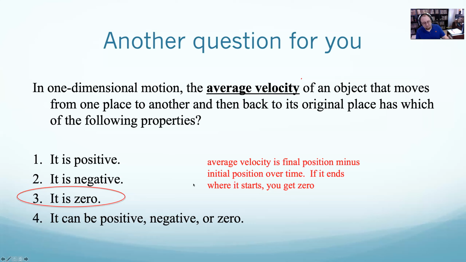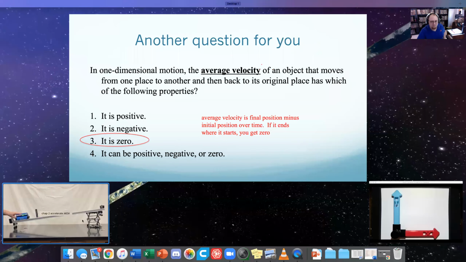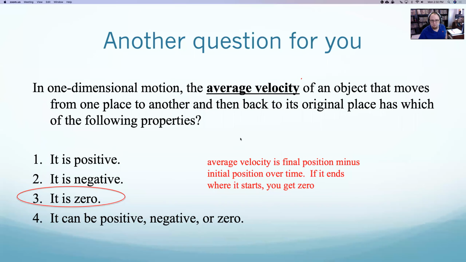Okay, that's velocity. But let's talk about what happens with the velocities changing. When I throw this up and down, I'm giving it some velocity when it leaves my hand. It has velocity. It's going to go up, and it has positive velocity because it's going up.